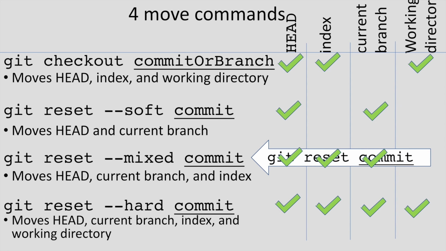Of these commands, I have found that git checkout and git reset --hard are the most useful. The reason is, if you run git reset --soft or git reset --mixed, then you will probably have a lot of uncommitted changes in your working directory afterward. Usually, if you want to move head, you want to move the working directory with it.